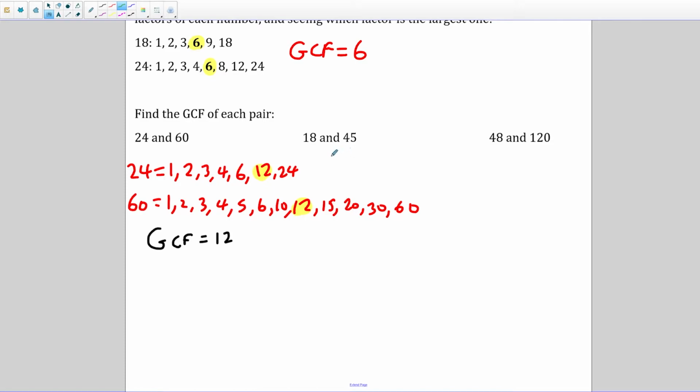For the next two here, let's use a little bit of mental math. I know that for 18 and 45, the largest number that can divide evenly into both of these is going to be the number 9. So my GCF in this case is going to be 9. I can do the same thing here with this third example. I can divide both 48 and 120 by 24. So in this case, my GCF is going to be 24. You can go ahead and verify examples number 2 and 3 by making a factor list as we have done here, and you can see that we have the exact same answers.